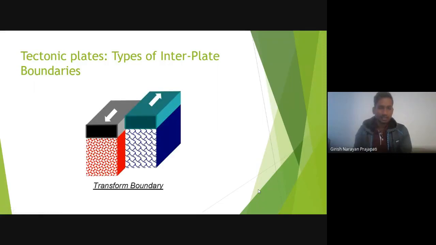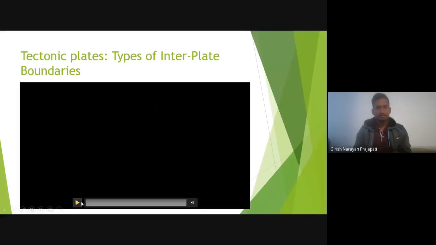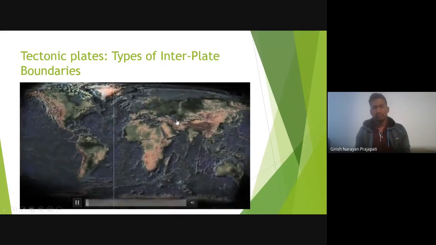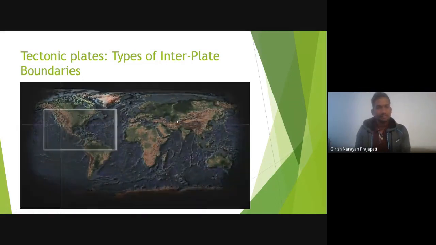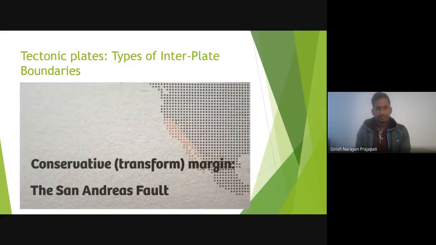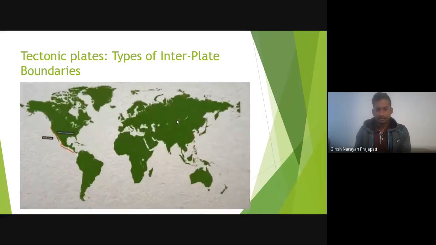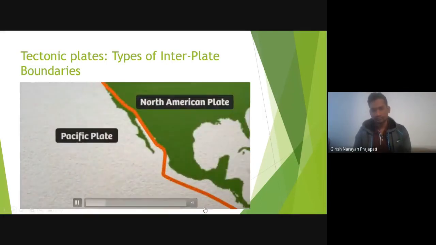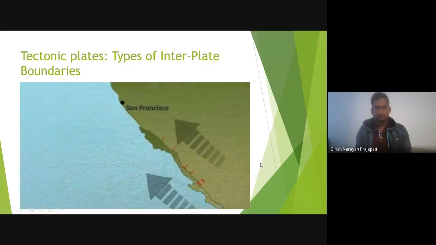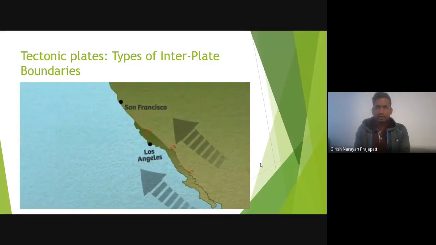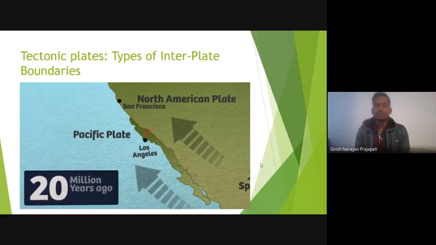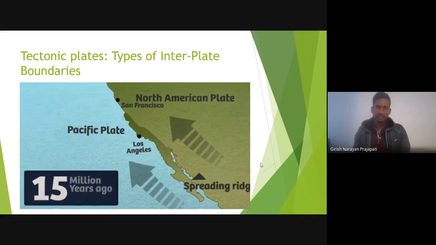And the third scenario is the transform boundary, in which the two plates move in a lateral direction. They move away from each other, but in a lateral direction. One example of this is the California plate in America, USA. So here the Los Angeles plate and the San Francisco plate are both moving in a lateral direction.